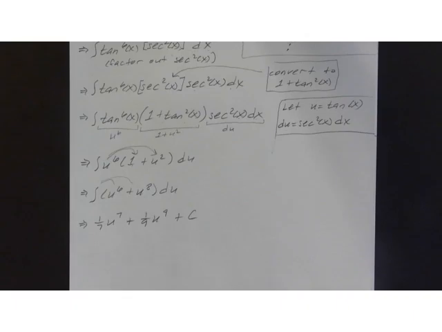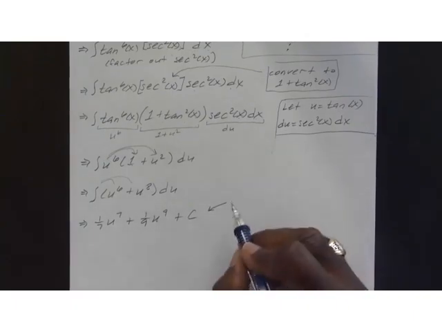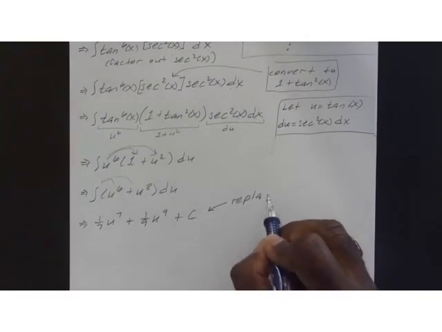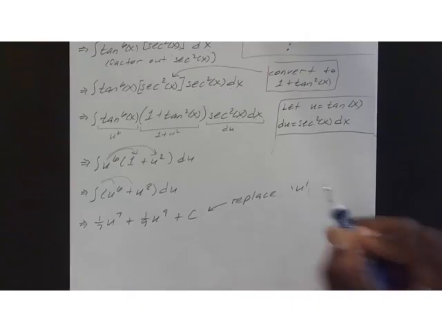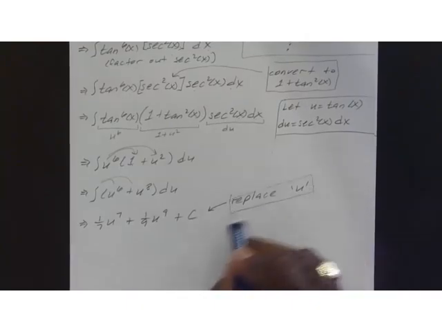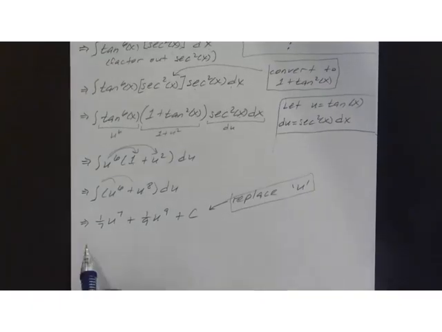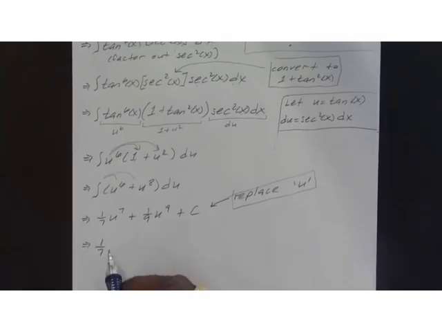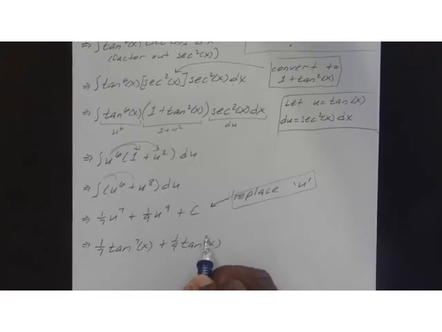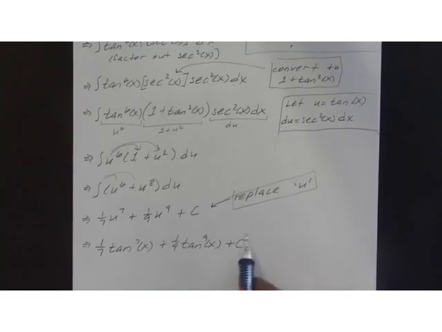So once we get to that point, the only thing left is to replace our u, which is equal to tangent of x. So that gives us 1/7 times tangent of x to the seventh power plus 1/9 times tangent of x to the ninth power plus c.